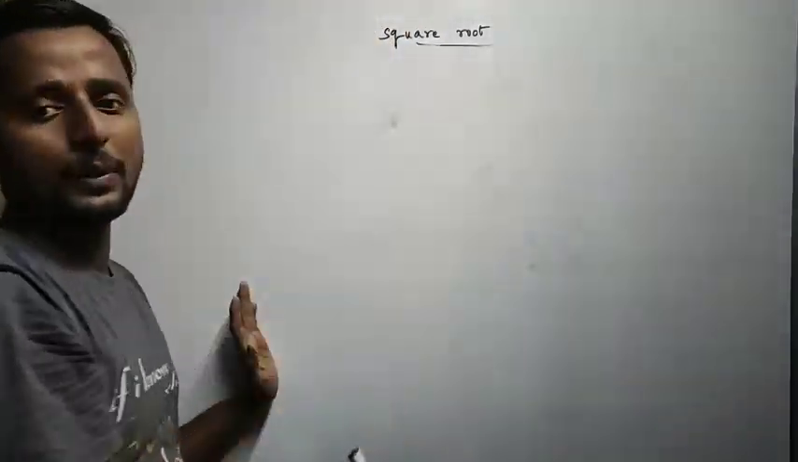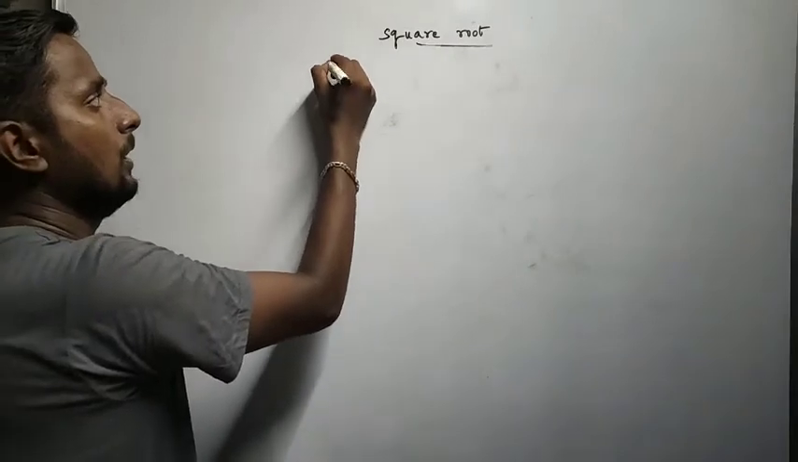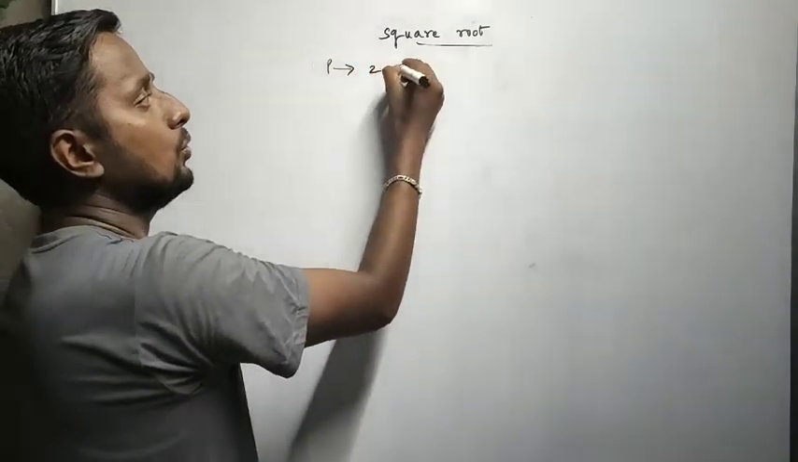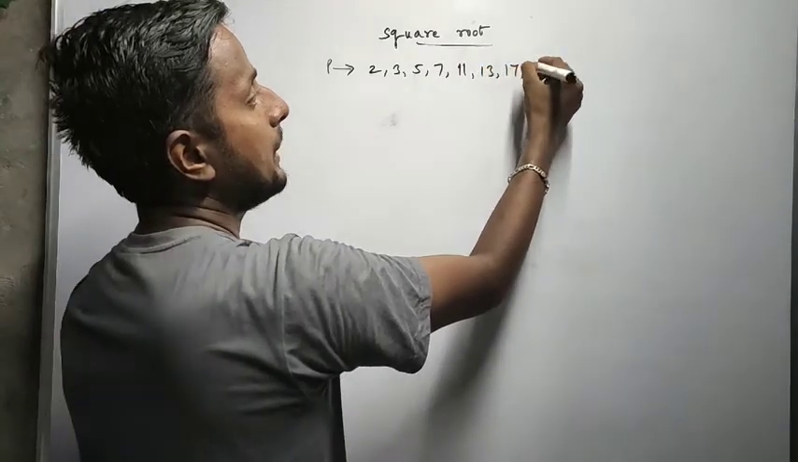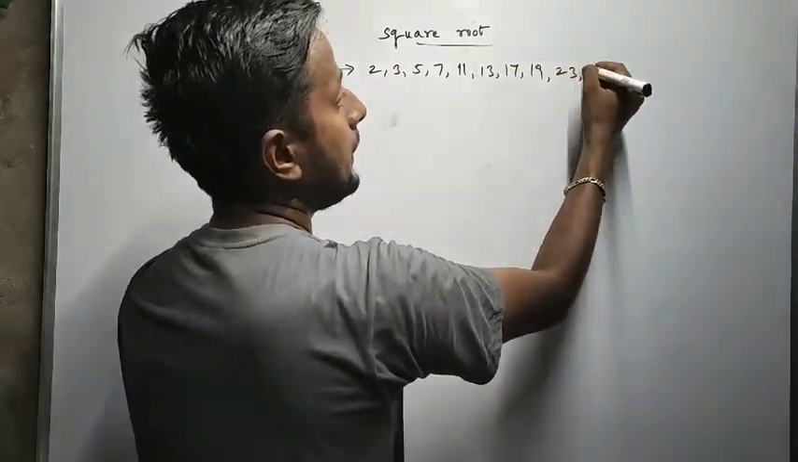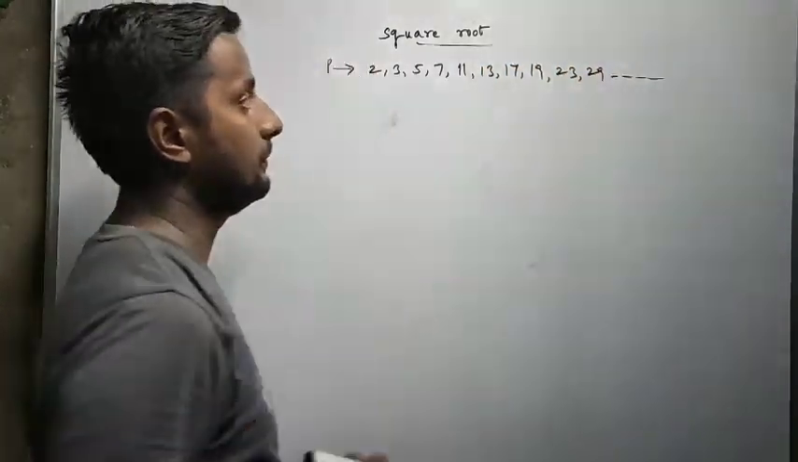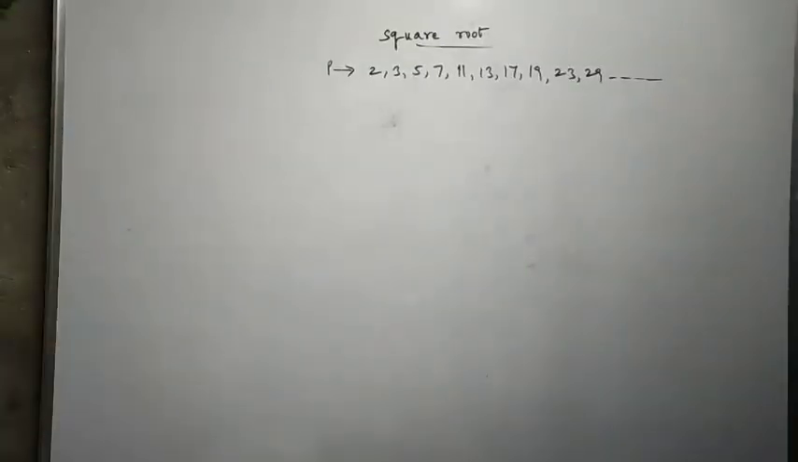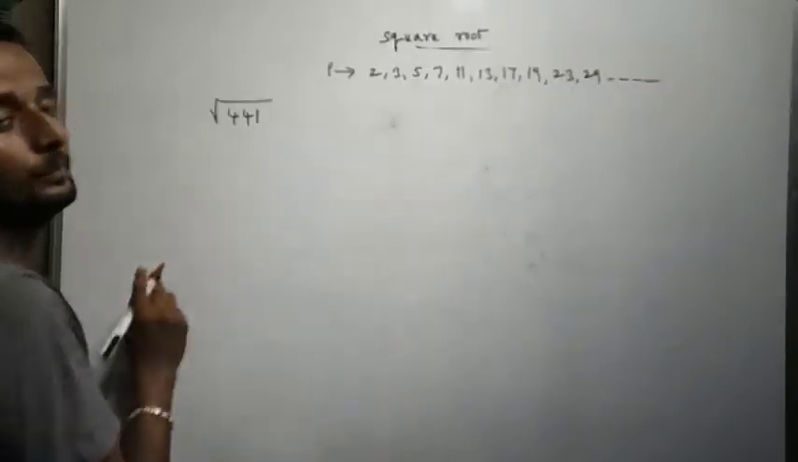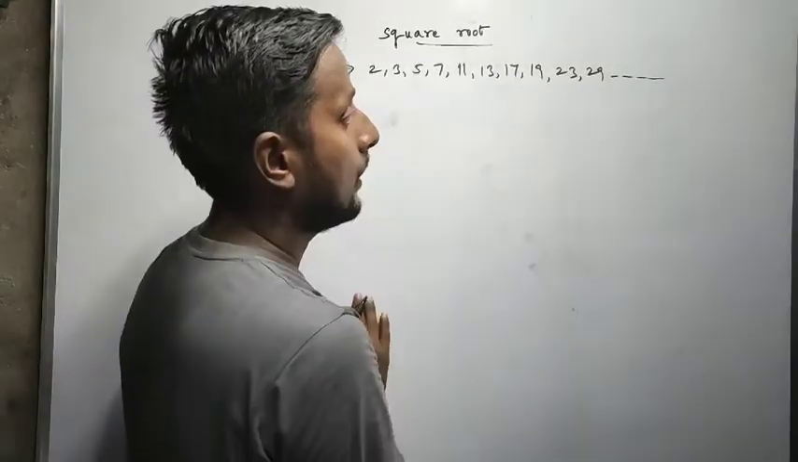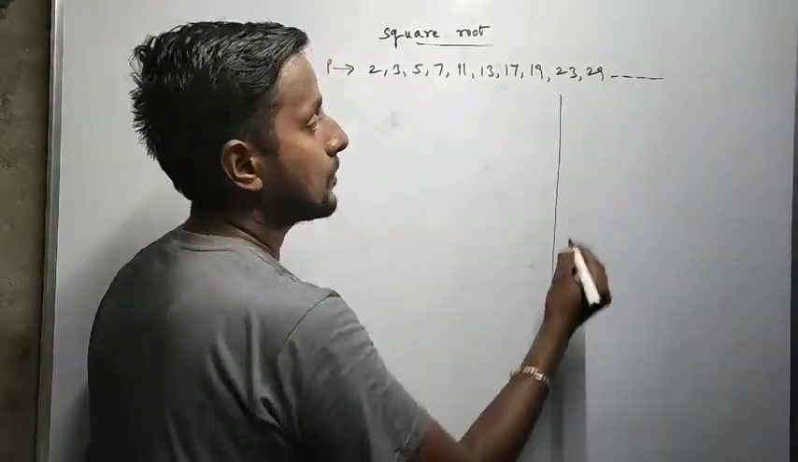So as you know, prime numbers: 2, 3, 5, 7, 11, 13, 17, 19, 23, 29, and so on, right? Now find the square root of 441. Now try to write the divisibility rules also.